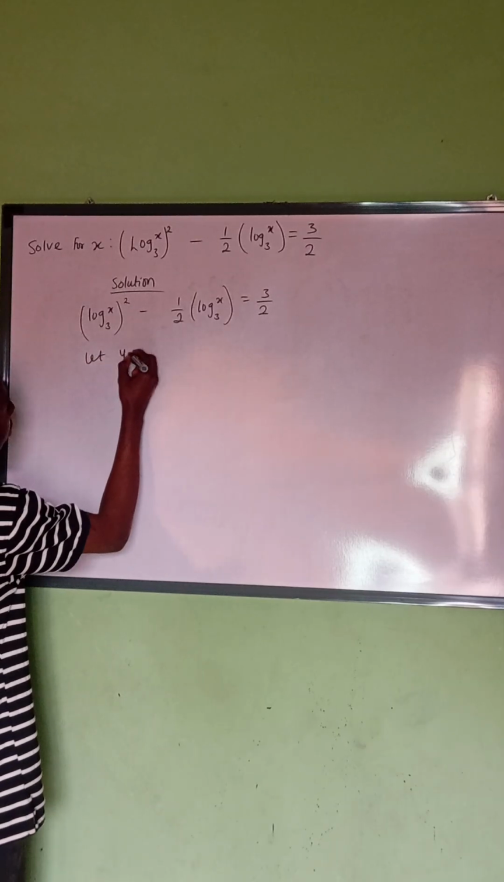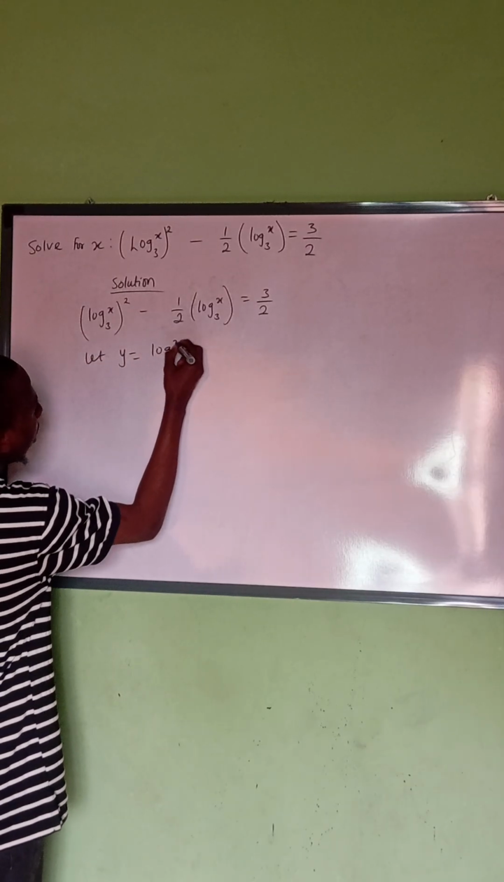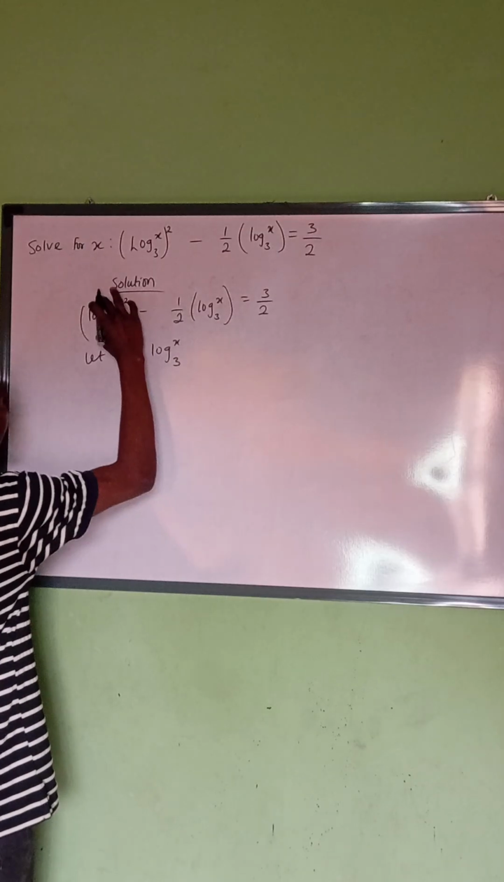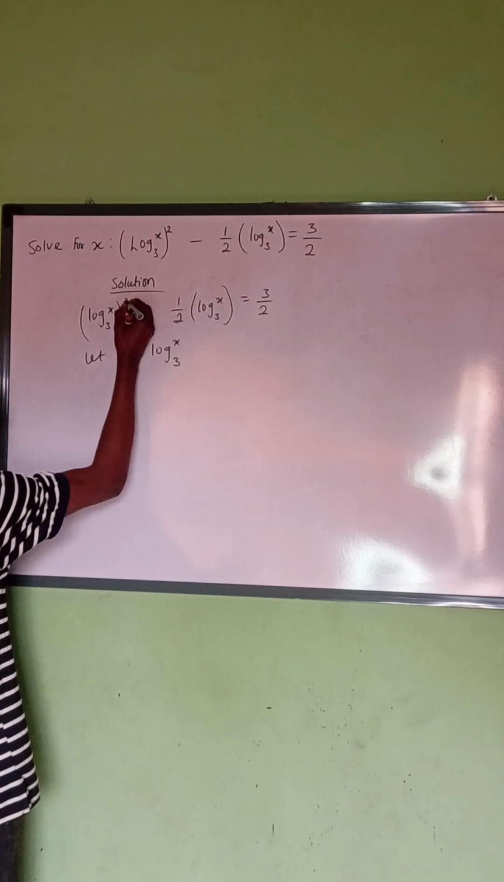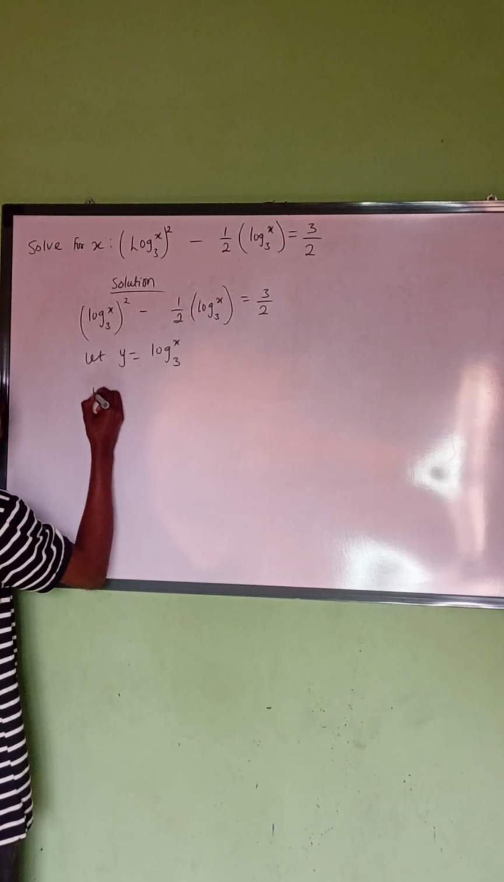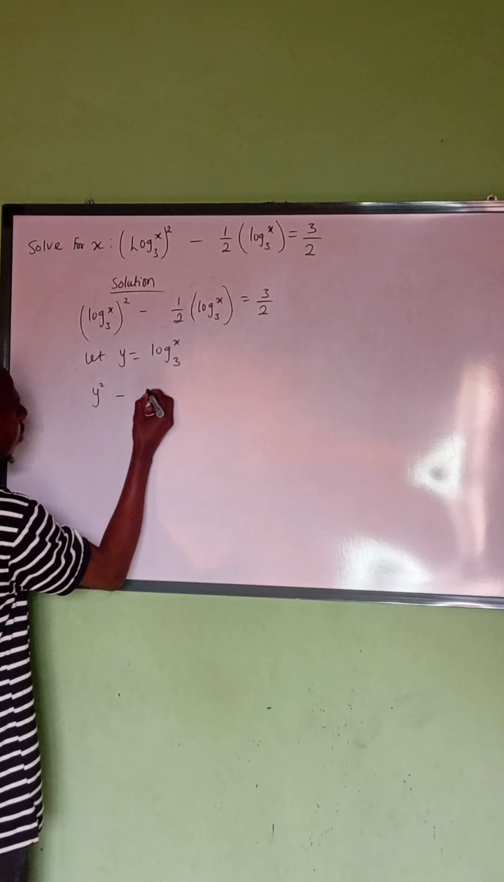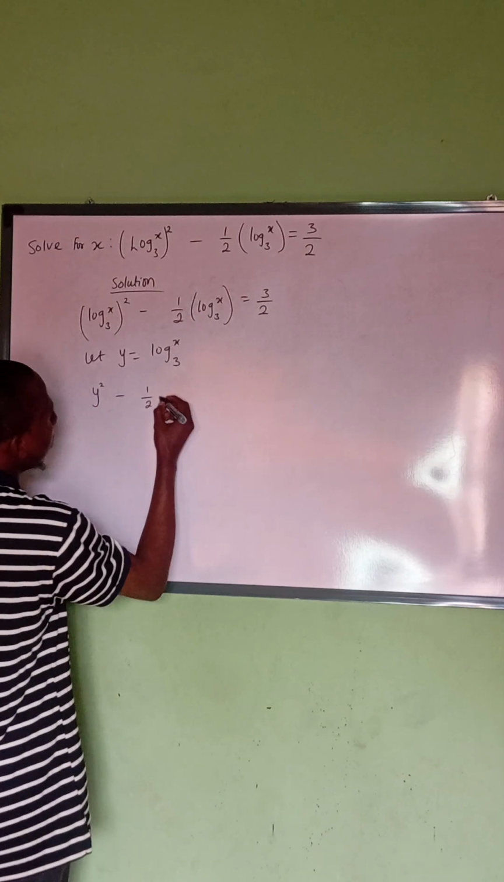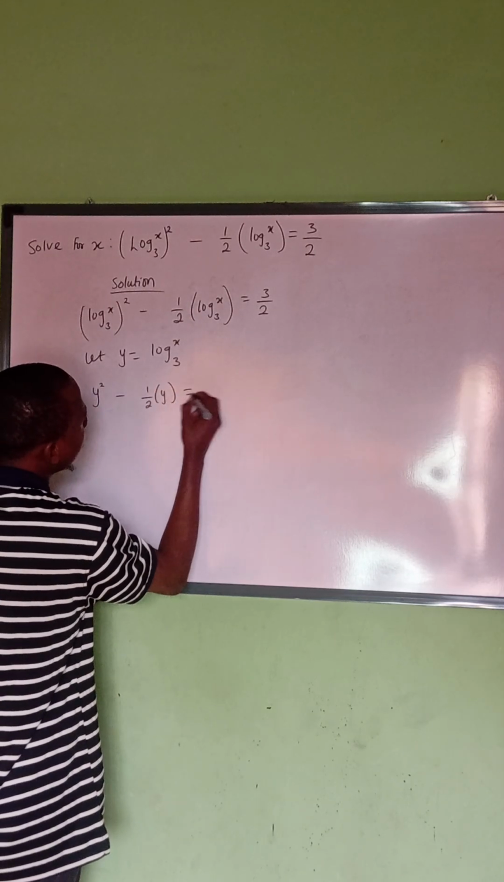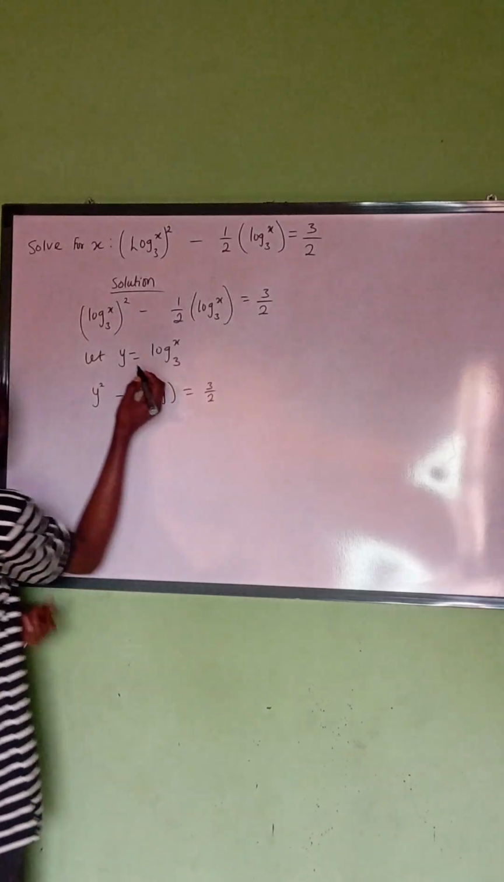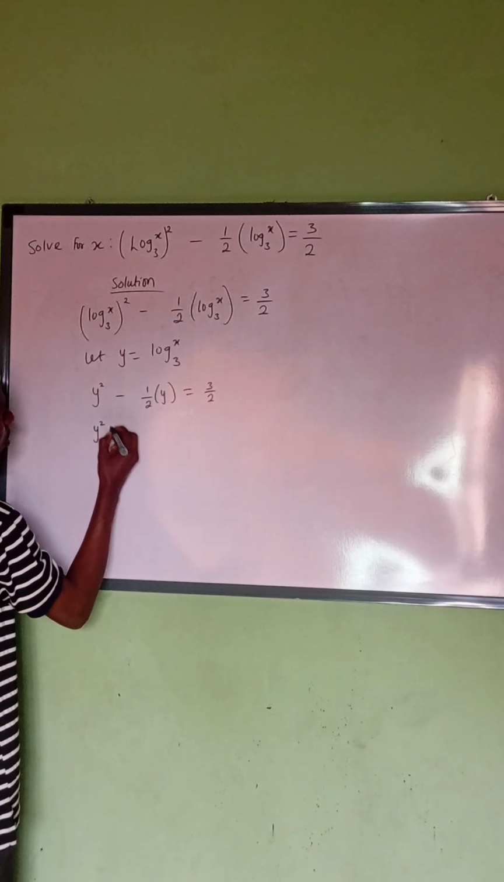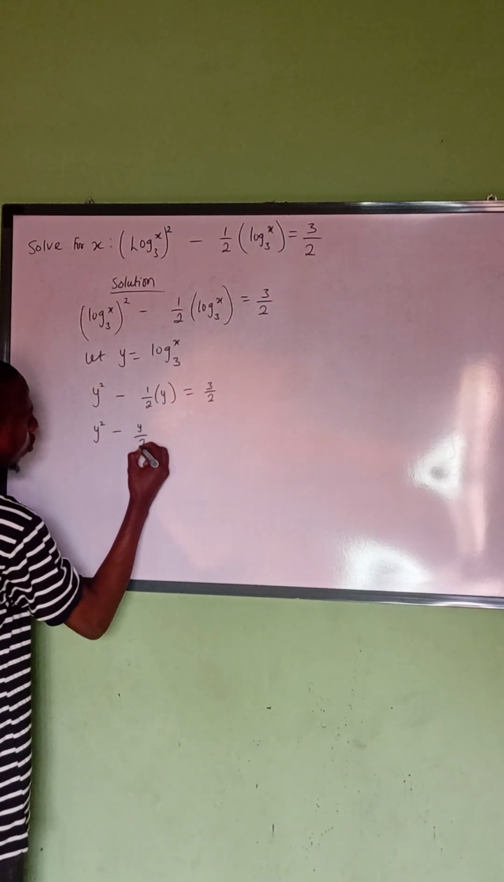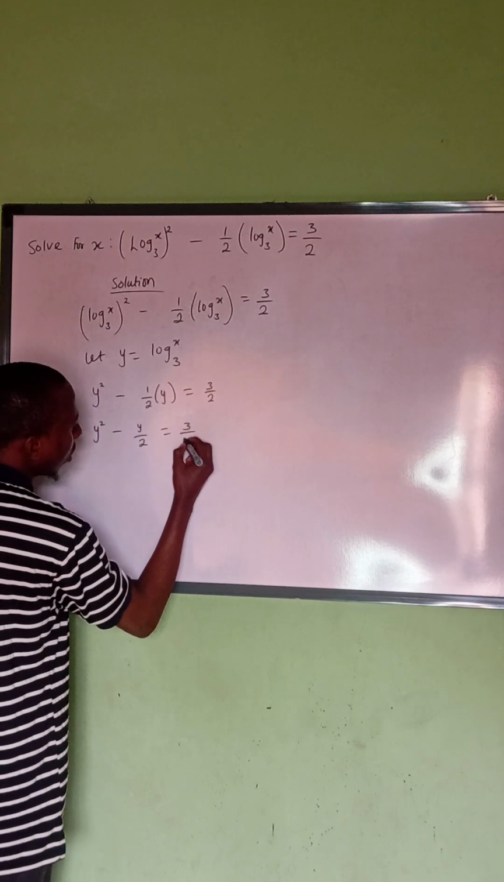Let y equal log x base 3, so that we can have this in a quadratic form, because we have this one as a square. So this will now become y squared minus 1 over 2 times y equals 3 over 2. Now this will be y squared minus y over 2 equals 3 over 2.